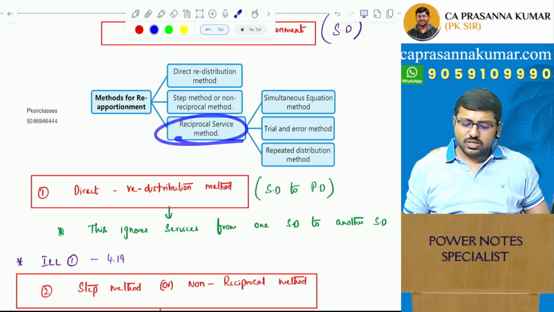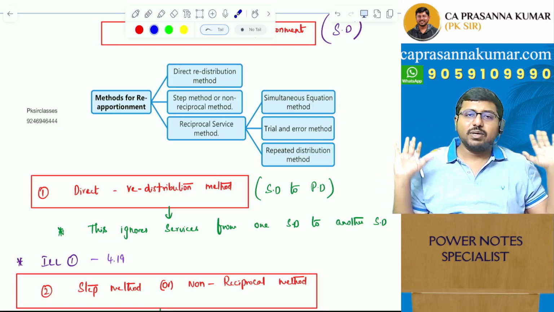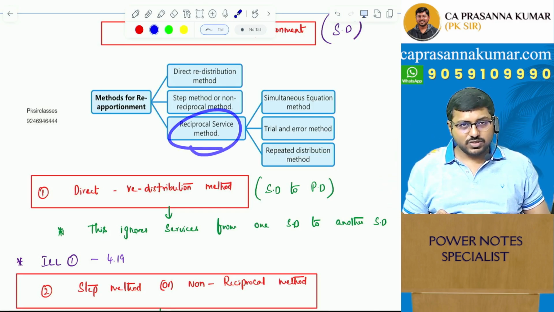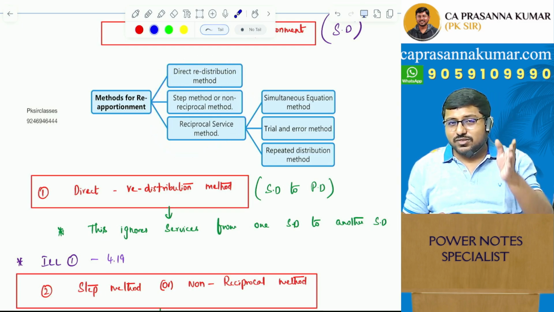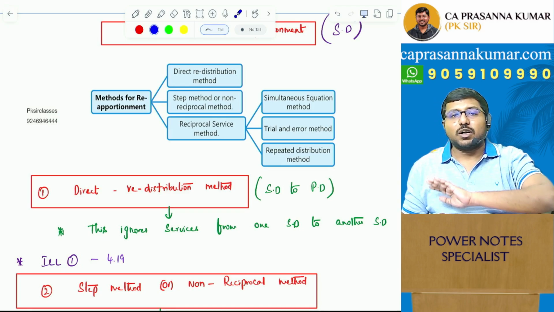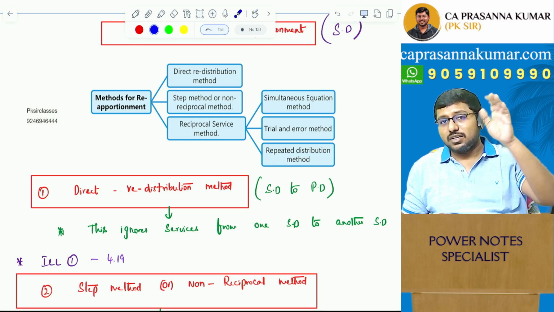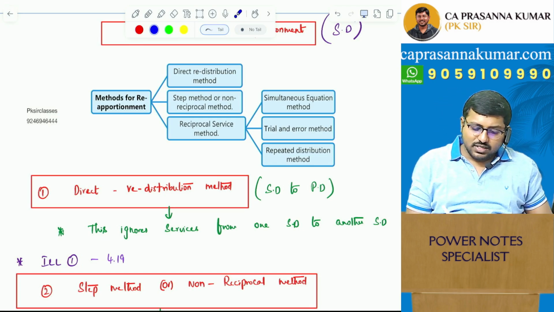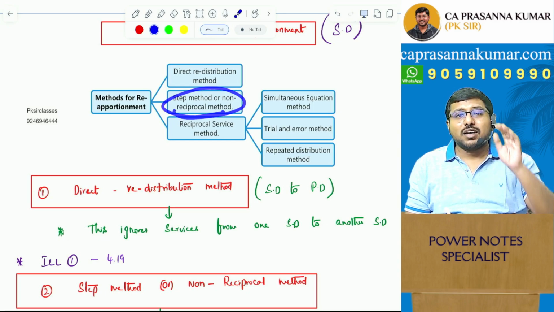Now in reciprocal services method, what happens is that you will give service as well as take back service. Both will be considered. That's why it is called reciprocal services method. So if you take these three methods, the summary is: in direct distribution method, one service department giving service to another service department will not be there. Either in the question data will not be given, or even if data is given in the question, you will ignore it.